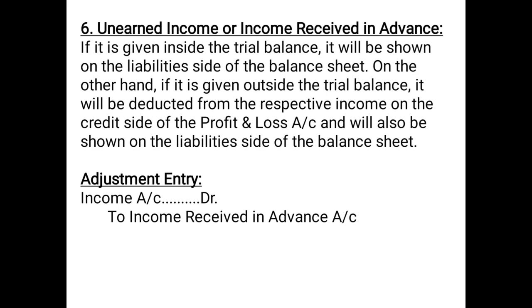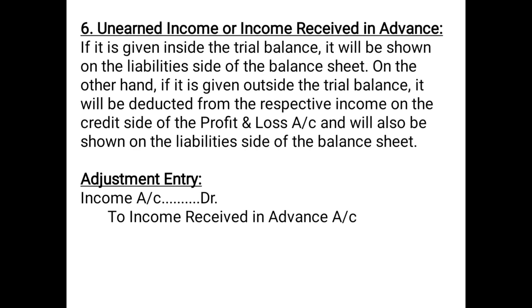On the other hand, if it is given outside the trial balance as an adjustment, as additional information, it will be shown at two places. Firstly, it will be deducted from the respective income on the credit side of the profit and loss account. Why? Because if the income is received in advance, it must have been added in the income, but this does not belong to the current year, and since we follow the accrual concept, we record only the current year transactions. Therefore its effect has to be removed, and we deduct this from the respective income on the credit side of the profit and loss account, and also it is shown as a liability on the liability side of the balance sheet.